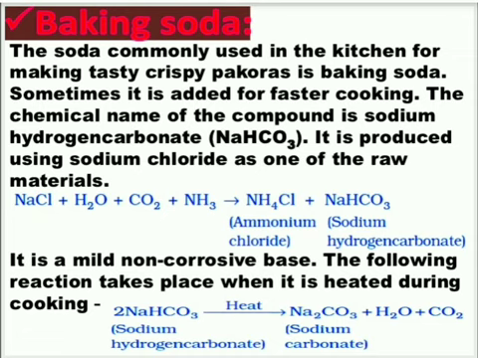As I have told, sodium chloride is one of the raw materials used for preparation of such salt. We will take NaCl along with water, then carbon dioxide and ammonia. Okay, when we take all these four things, then we are going to get ammonium chloride, that is NH4Cl, plus NaHCO3, which is our main product which we want to get from here. Okay, so NaHCO3 is the formula for baking soda.